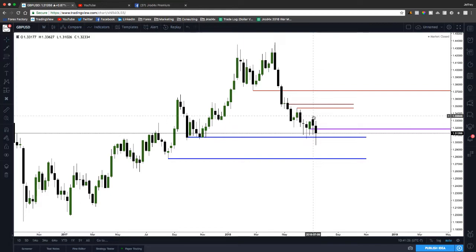I don't know if they're going to come all the way back up here, but it could definitely lead us to sweep out the liquidity above this daily high here at 1.3350, and then this 1.35 level on the weekly basis.